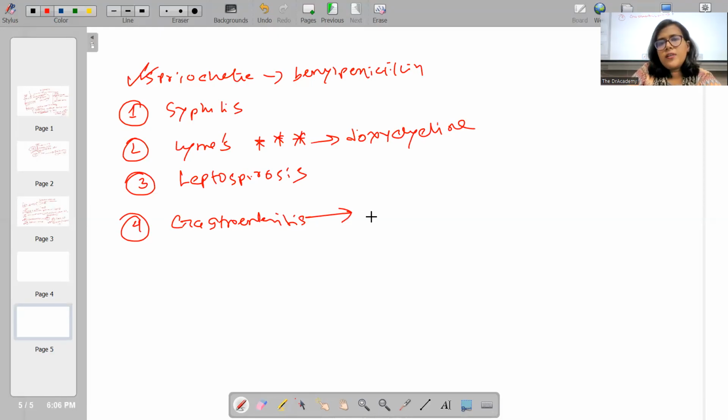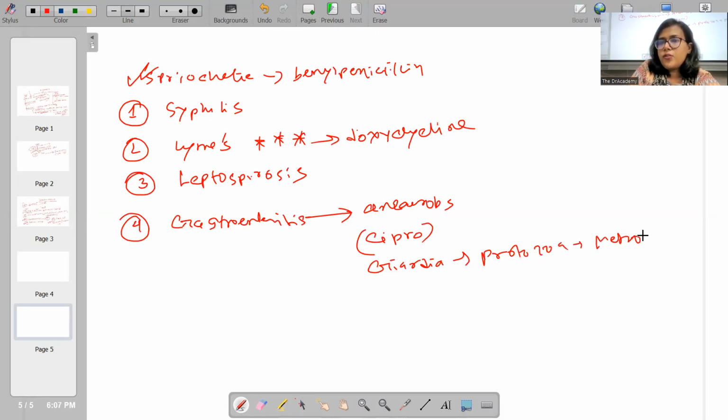Most of the gastroenteritis conditions, these are anaerobes. Okay, so treatment is usually Cipro, except for Giardia, because this is a protozoal infection, right? So treatment is metronidazole.